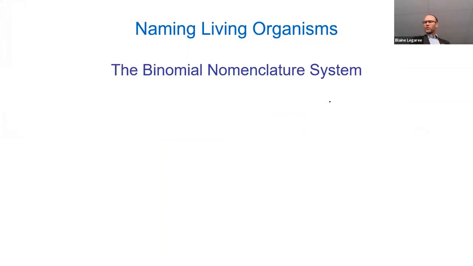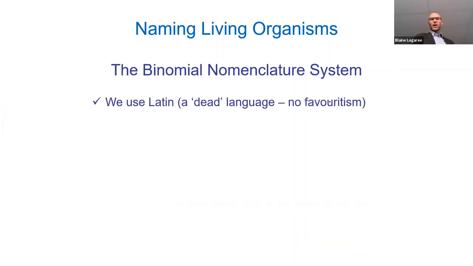Okay, so let's talk about naming living organisms, because this is important for the quiz. For the most part, we're using the binomial nomenclature system. And in this class, it's important for many organisms to know both the common name and the binomial name. But most organisms, microorganisms at least, are going by their binomial name. So what do I mean by binomial?